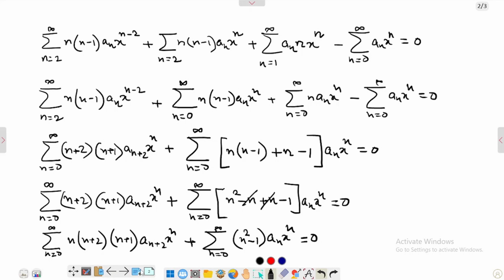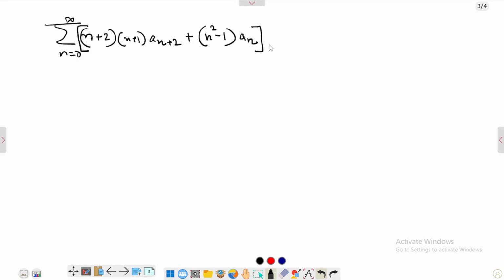So I will solve this equation now. I have to solve this equation. And so we'll take common here, sum n equal to 0 to infinity. And I will say (n+2)(n+1) a_{n+2} plus, what I got here is (n² − 1) a_n, and hold this bracket together, x^n equal to 0.